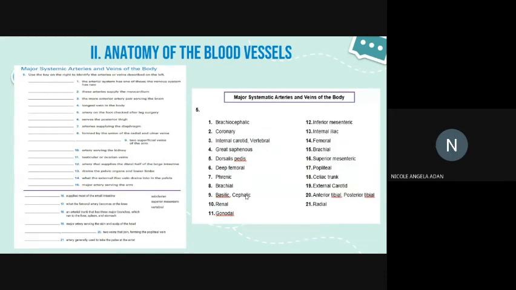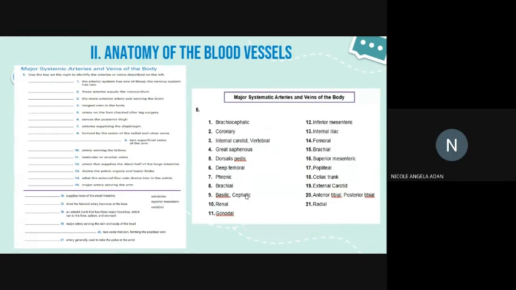6. Serves the posterior thigh. The answer is deep femoral. 7. Artery supplying the diaphragm. Phrenic. 8. Formed by the union of the radial and ulnar veins. Answer is brachial. 9. Two superficial veins of the arm are basilic and cephalic. 10. Artery serving the kidney, renal. 11. Testicular or ovarian vein is gonadal.